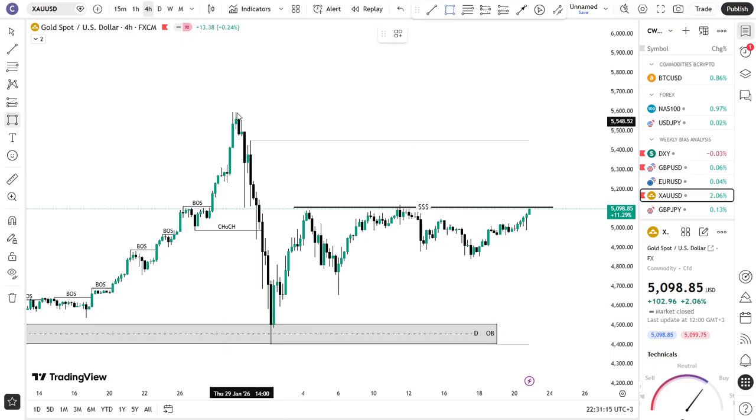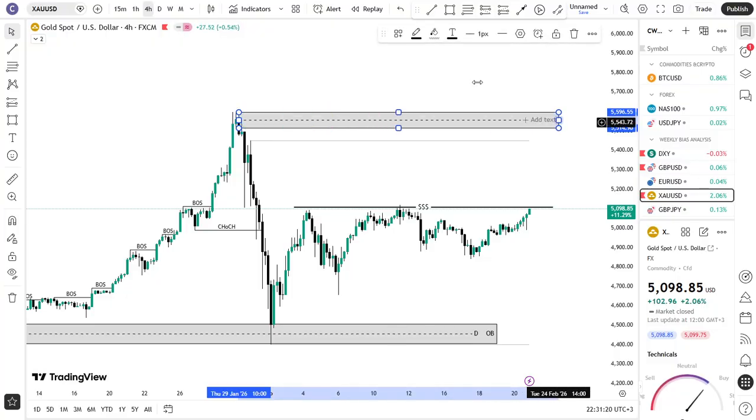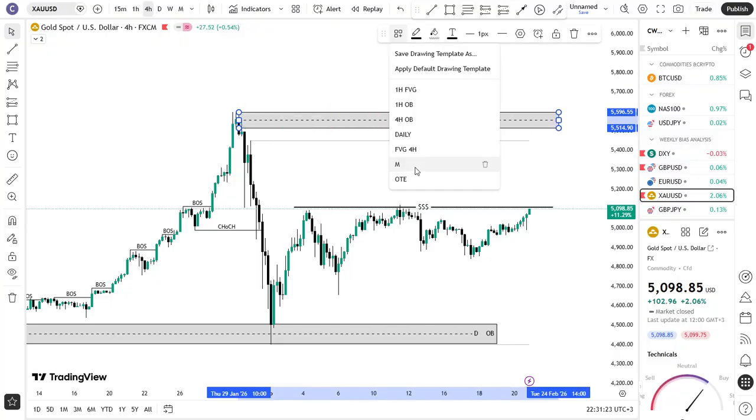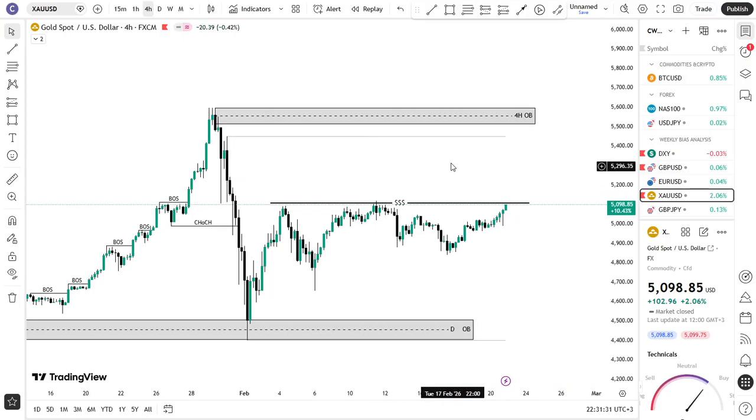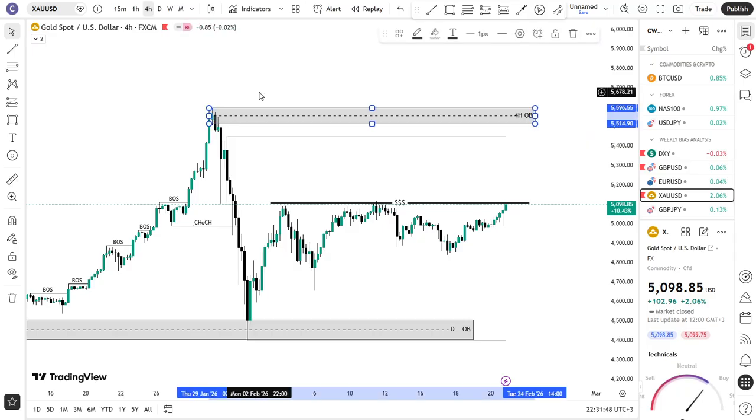So we have this OB here. If price comes to this OB and reacts and gives us a confirmation that it wants to go down, then we can sell. But overall, gold is bullish, and this is the all-time high on gold. So at the moment we are bullish, but once price comes here, we have to wait and see how price is going to react on this zone.